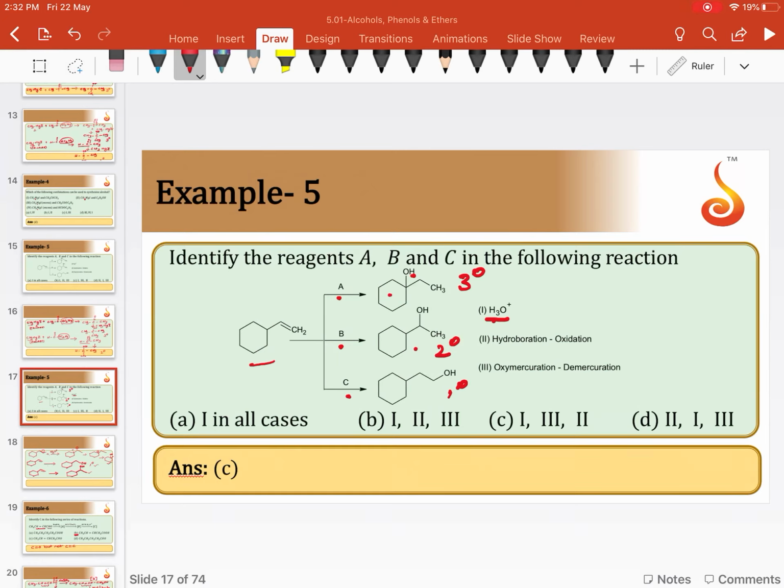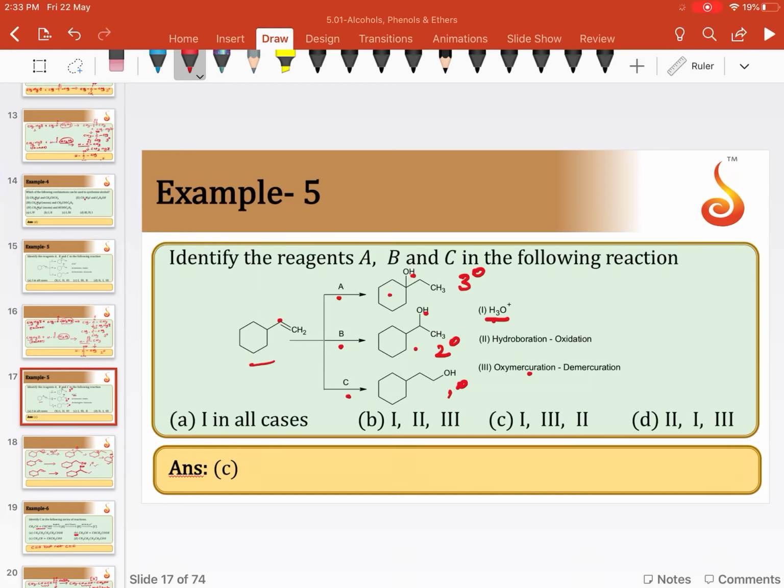What is B here? You are getting a secondary alcohol, means addition is taking place according to Markovnikov's rule, means oxymercuration demercuration. So B should be 3. A is 1, B is 3.